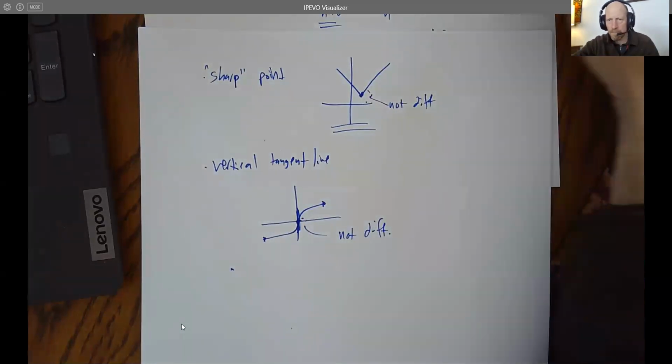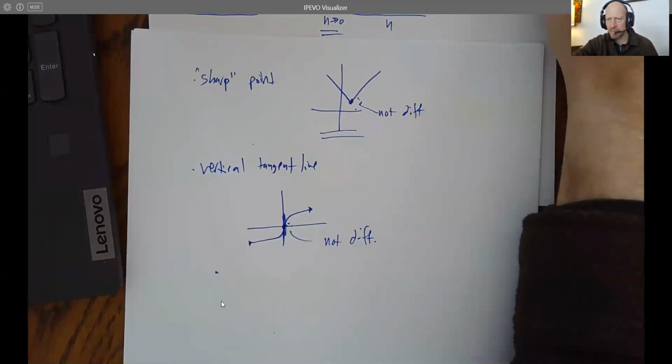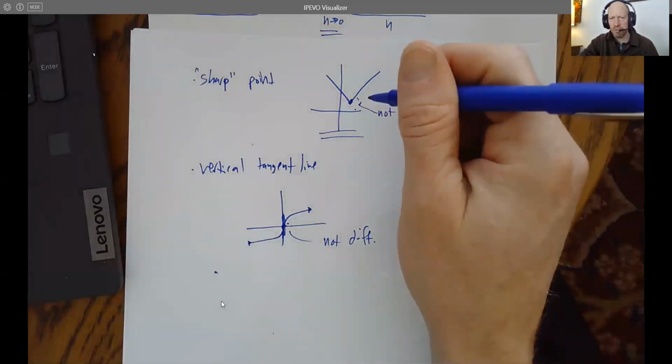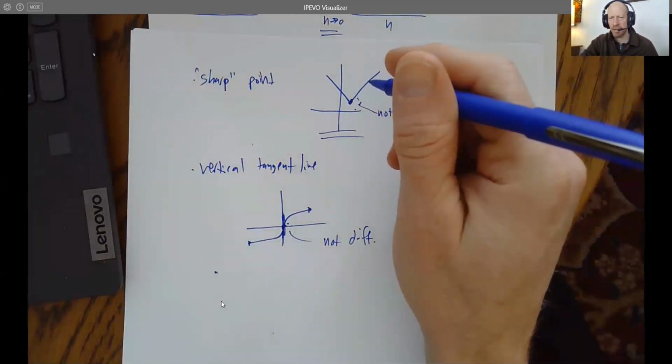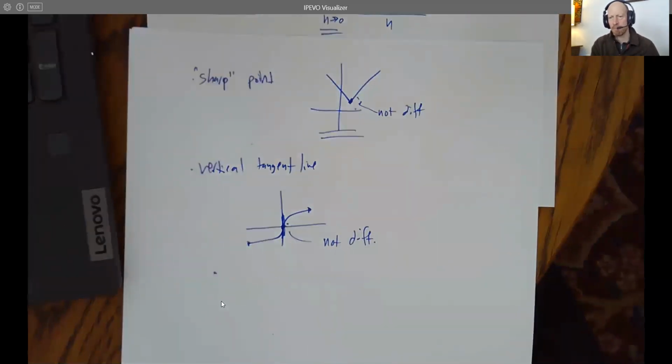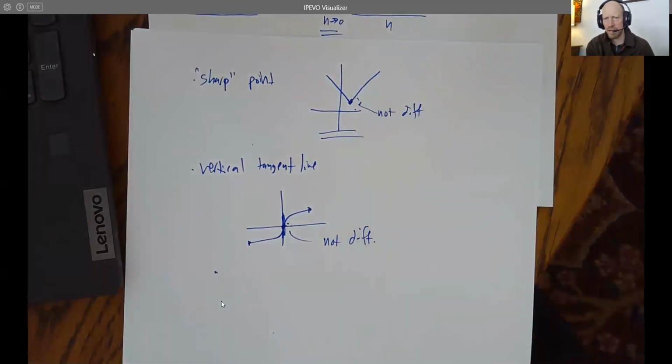Okay. Any questions about differentiability? I go through the proof of this, why that limit doesn't work, in the lecture. So I think that's maybe worth looking at, but the takeaway is that it doesn't work for a sharp point. You can't calculate the limit, or the limit doesn't exist.